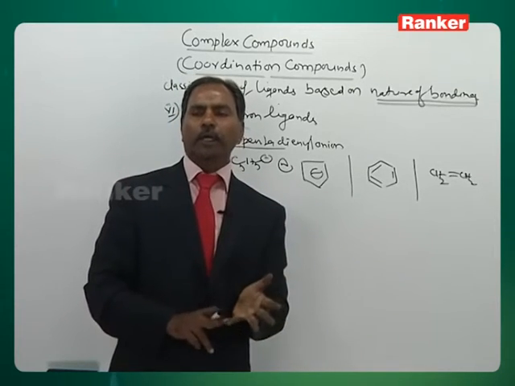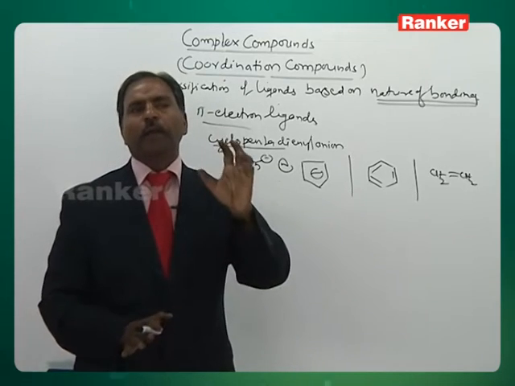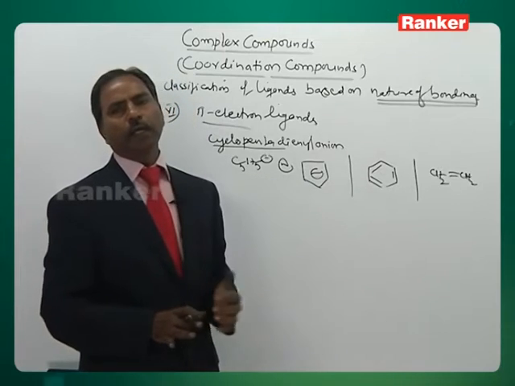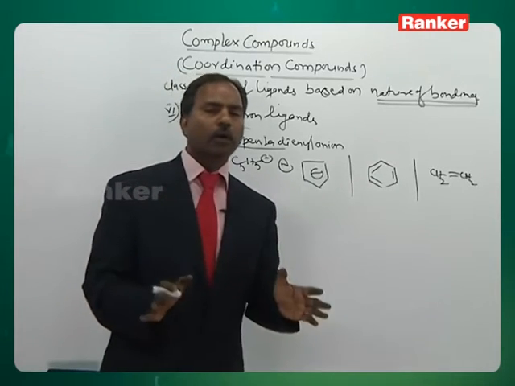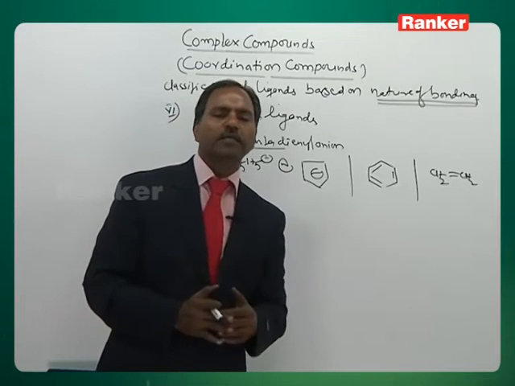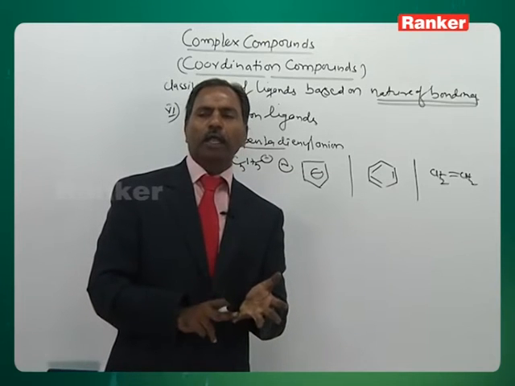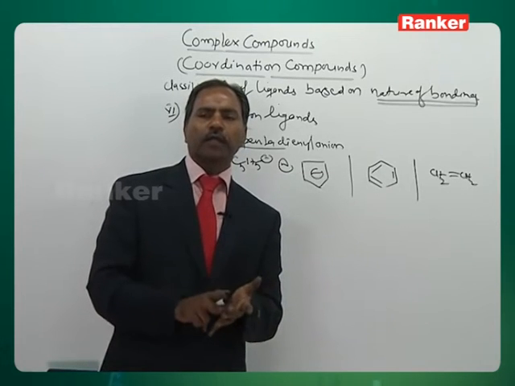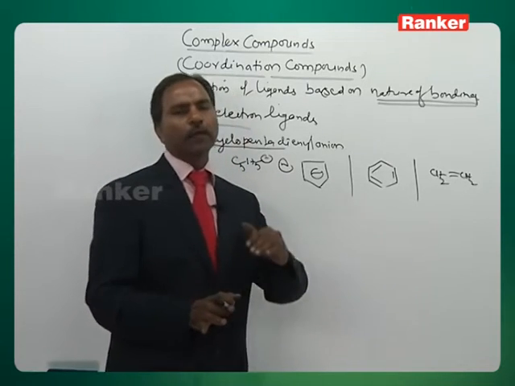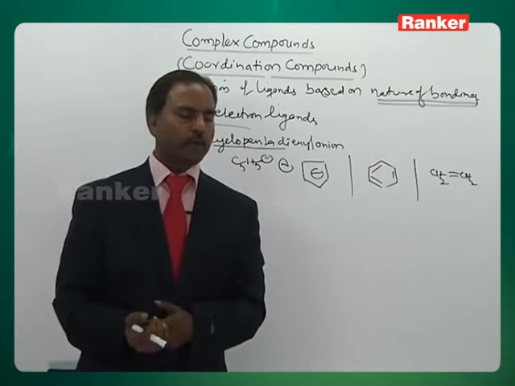This is the classification of ligands based on the nature of bonding. So, we have completed two types of classification of ligands: based on density and charge, and based on the nature of bonding. But you should be thorough with all the ligands. Once you are thorough with the ligands, the next part of the complexes will become easy. You should know the name of the ligand, structure of the ligand, charge of the ligand, and density. These things you should know. Once you are thorough with the ligand, then it will become easy to understand the next part of the complex compounds.